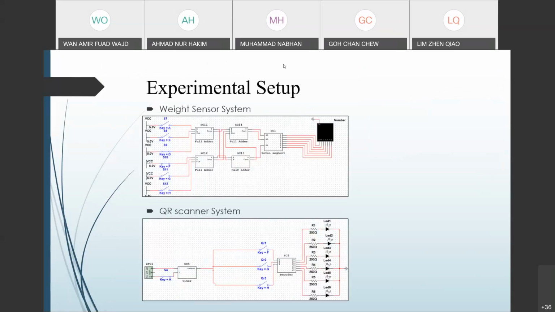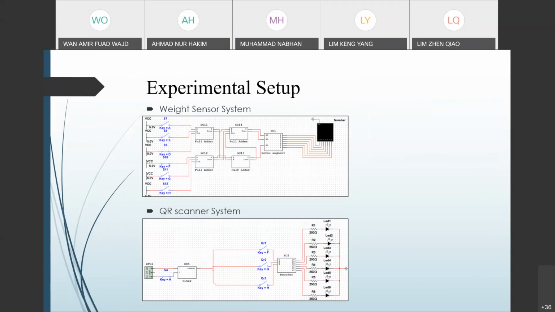Thank you, Chen Xiao, and good afternoon, Doctor. My name is Lin Keng Yang, and I will present about our circuit.